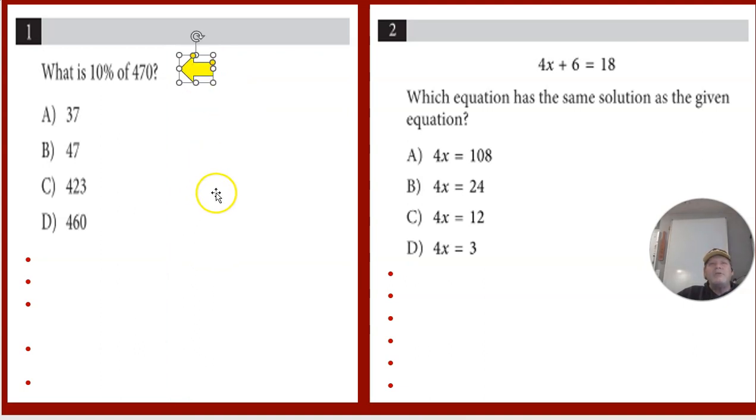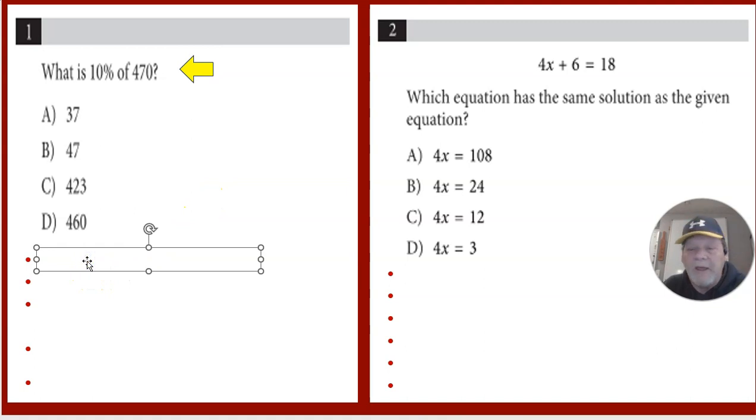All right, so the first question is one that is very easy. What is 10% of 470? Now, a lot of you can automatically tell me the answer to that. That's great. Then you decide, is it A, B, C, or D?